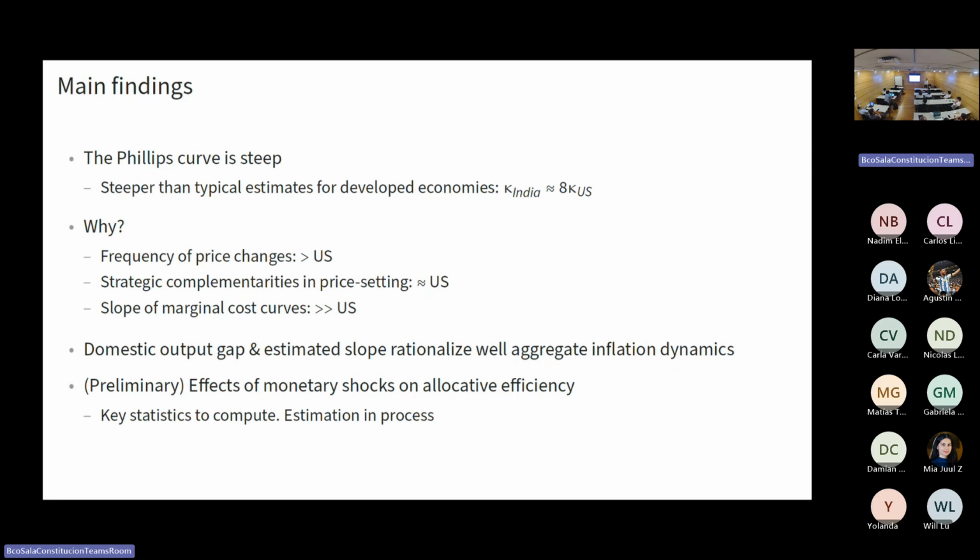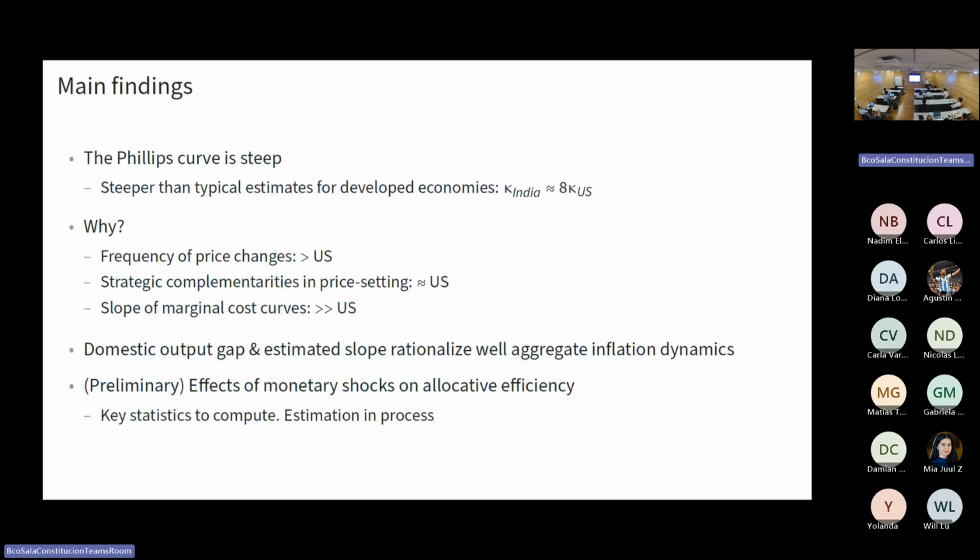Maybe I didn't understand well in the motivation, but I thought that you were going to also study whether the slope of the Phillips curve changed before and after COVID. No, we're not going to do that. Perhaps we should, but so far we haven't done that.